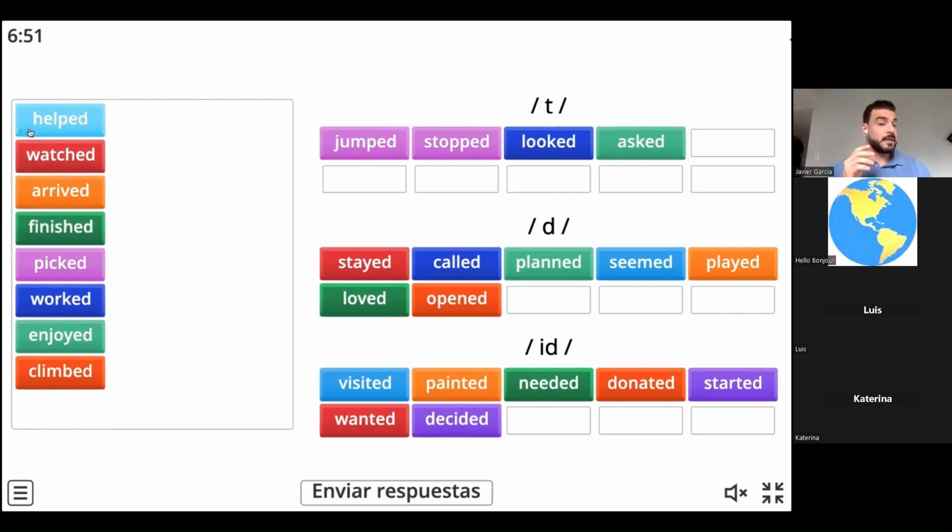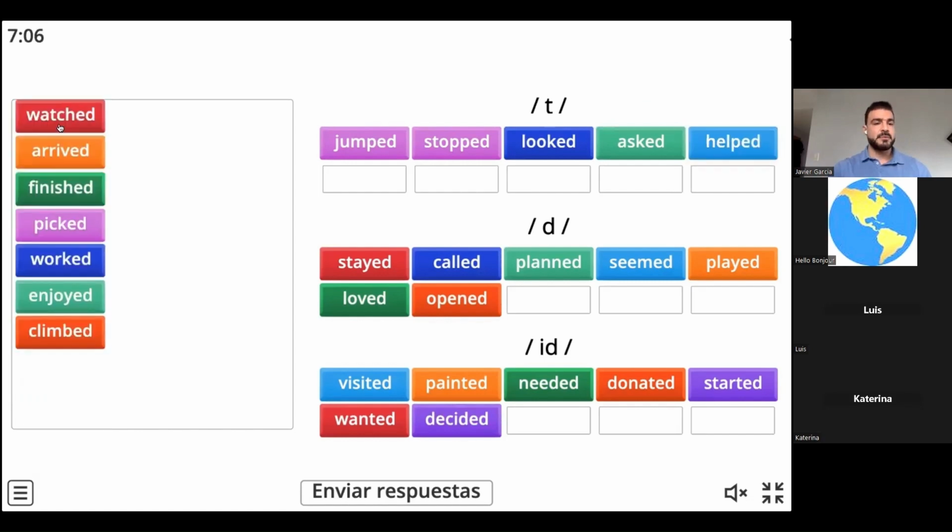No, but listen, it has a P, right? So let's look at some examples here. There's a P here. There's a P here. Correct? It follows the rules. So we have to make that sound at the end, Luis. The T sound, right? Helped. Yes, helped. Good.